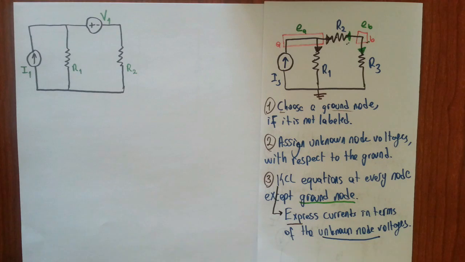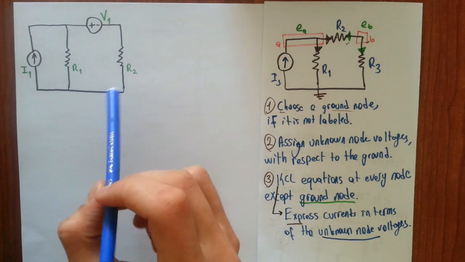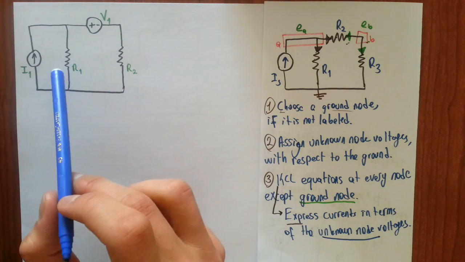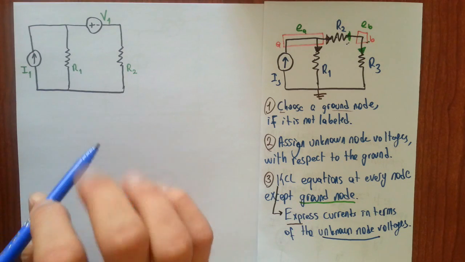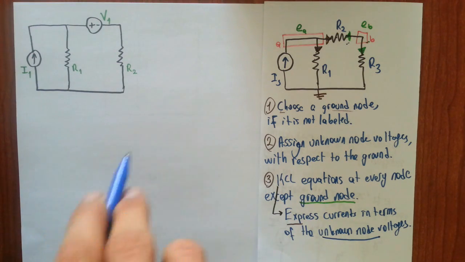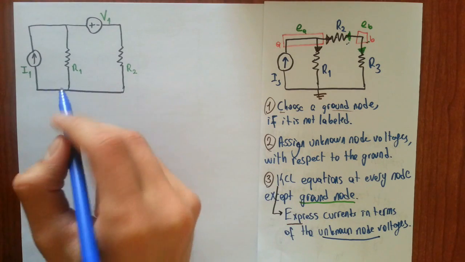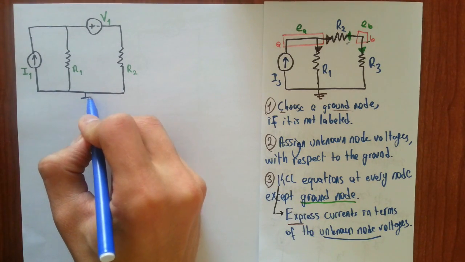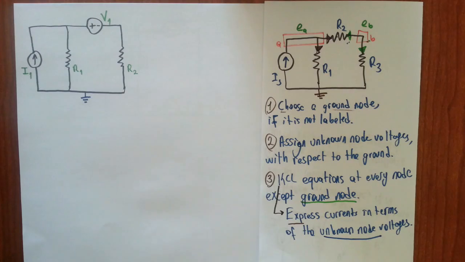In this video we will see how we can analyze circuits by node analysis and by constructing a supernode. Remember the first step of the node analysis. It was to choose a ground node, and I am choosing this node to be the ground.